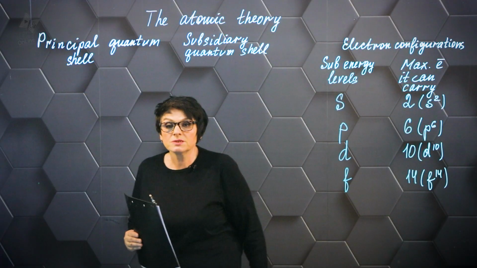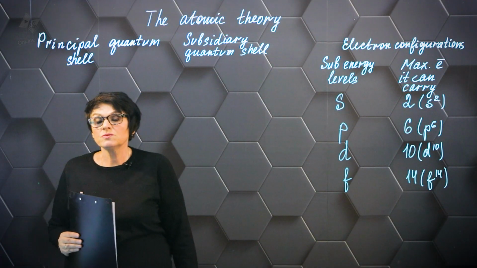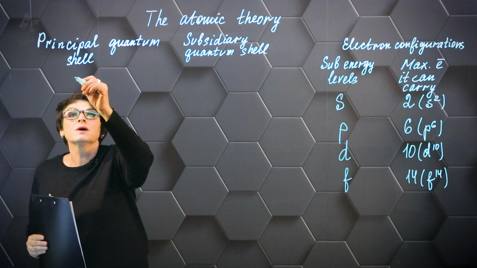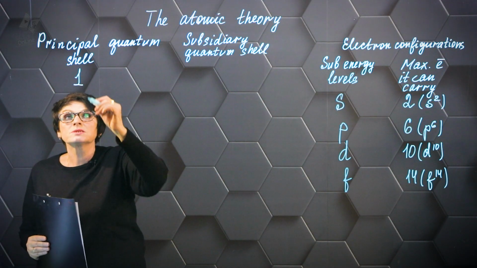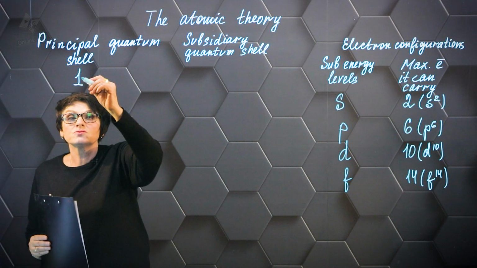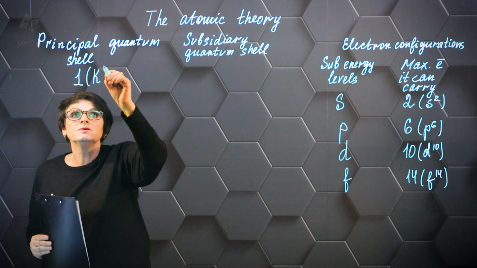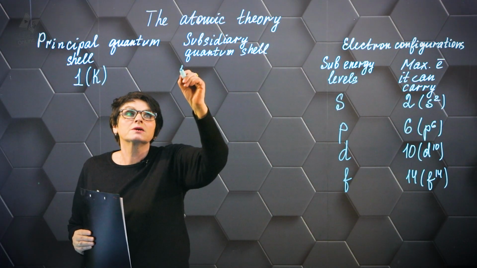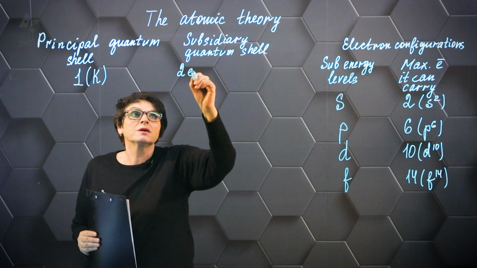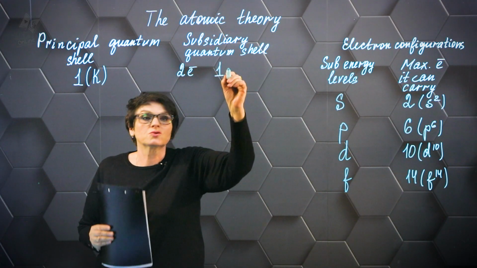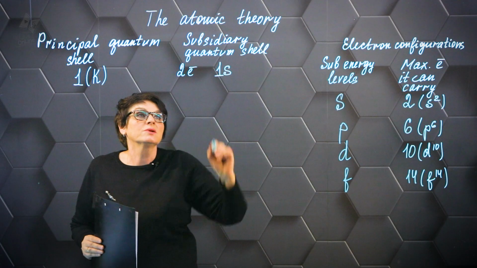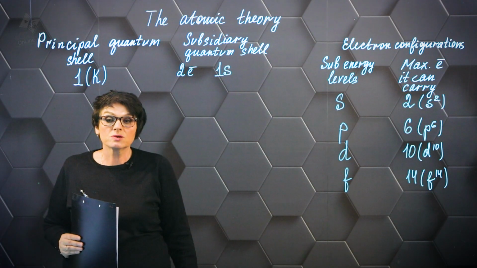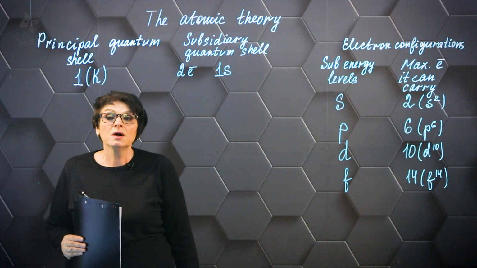Now, accordingly, there is a certain number of electrons at each energy level. At the first level, which is denoted by the principal quantum number 1, or by the letter K, there are only 2 electrons. And these 2 electrons are S electrons and fill the first level S sublevel. For example, the elements hydrogen and helium will have this distribution.